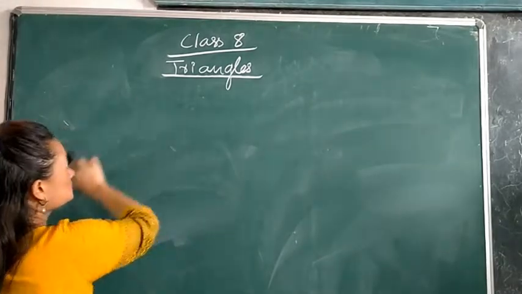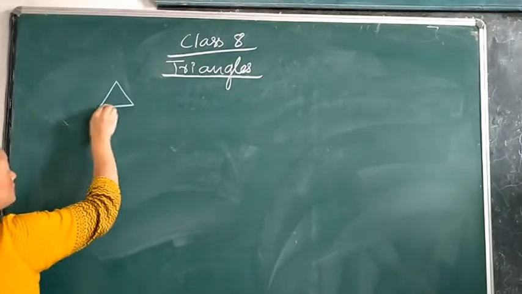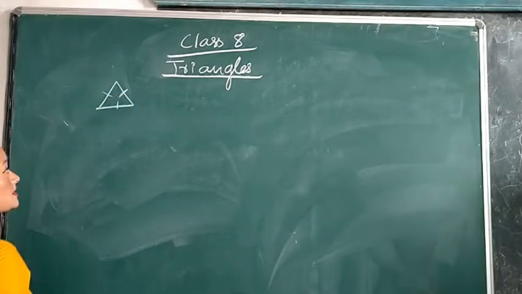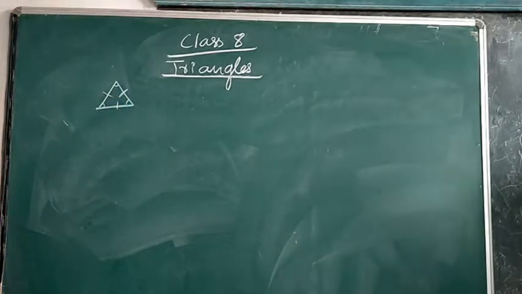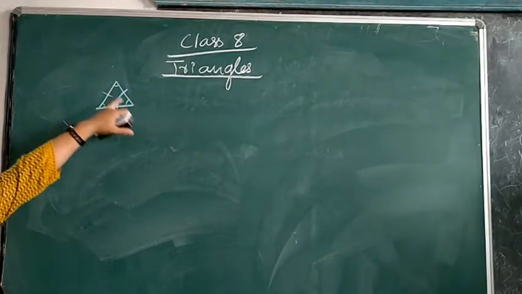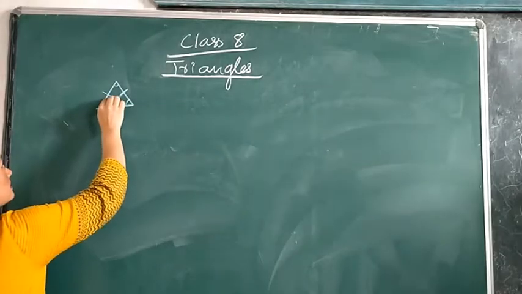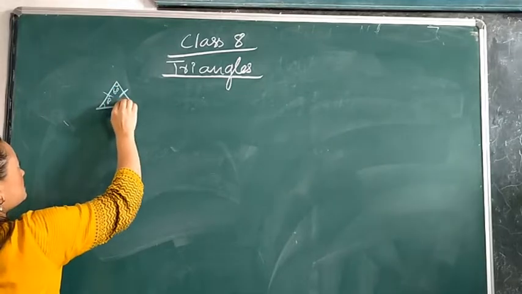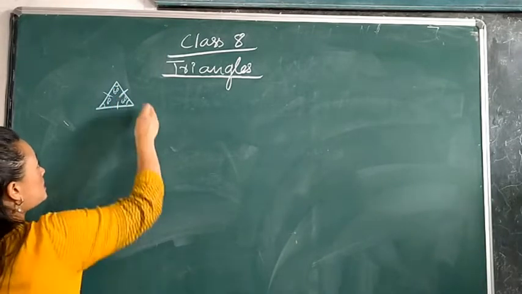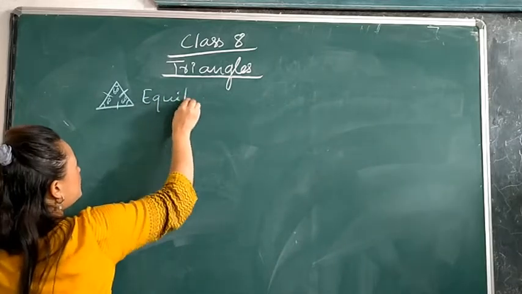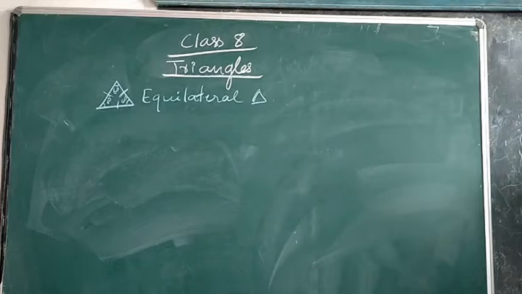And the third one is your equilateral triangle, which has all the 3 sides equal. So an equilateral triangle has all the 3 sides equal, and all the 3 angles also equal. All the 3 sides are equal, all the 3 angles are also equal, and each angle measures 60 degrees. This is your equilateral triangle. So this was revision.